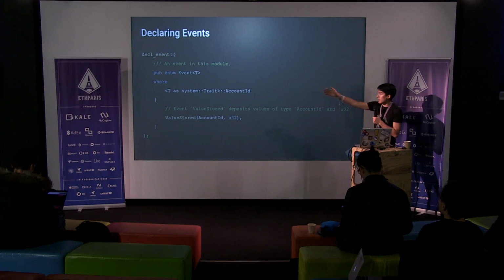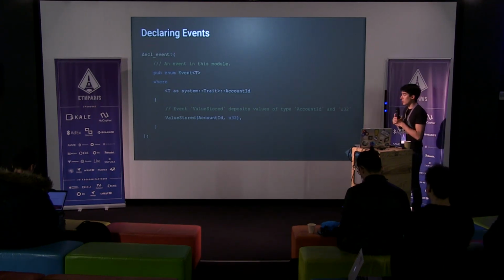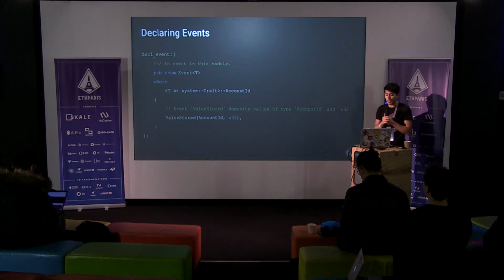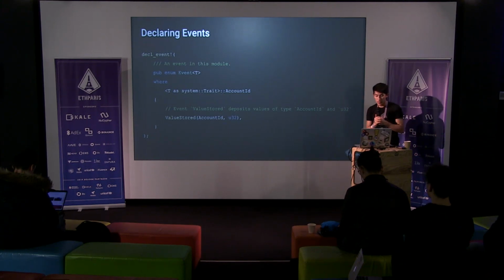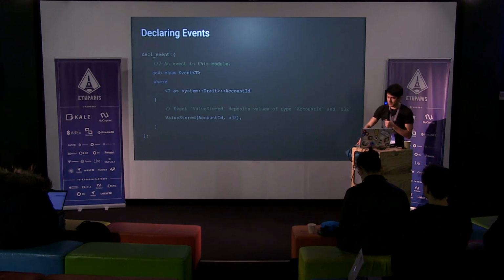We're defining basically that our event is going to emit some value stored event, which has an account ID and a U32. And we can call this in our function whenever something happens we want to tell the outside world. And again, this just works like this.